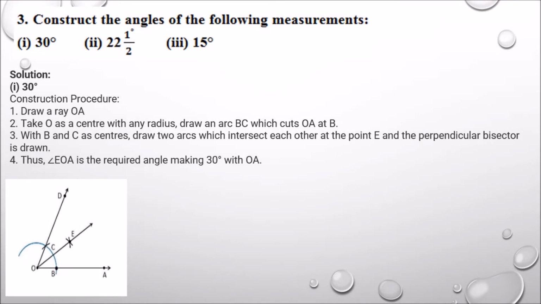Next, construct the angles of the following measurements. First we have to construct the angle of 30 degrees. For the construction, first we will draw ray OA. We will take the point O as the center with any radius and draw an arc BC which cuts OA at B. With B and C as the centers, draw two arcs which intersect each other at the point E, and the perpendicular bisector is drawn. Thus, angle EOA is the required angle making 30 degrees with OA.